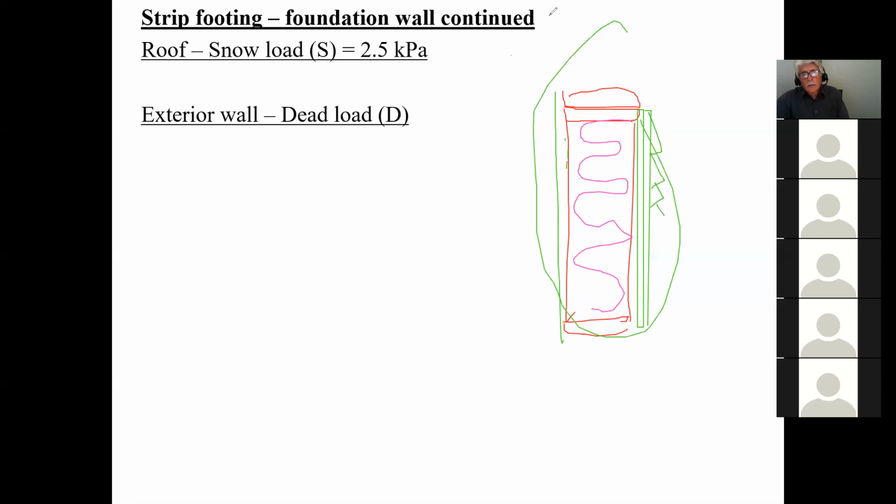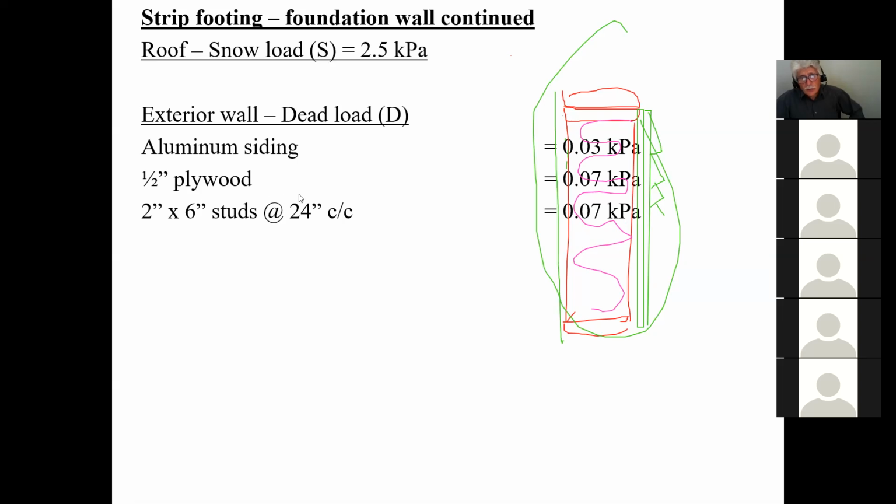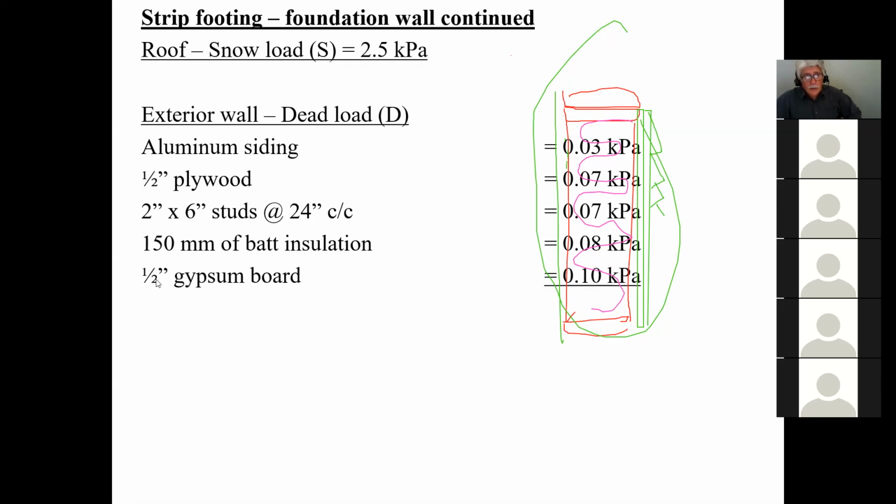Now, aluminum siding doesn't weigh very much, 0.3 kPa. 1/2-inch plywood, the same as on the roof, whether it's on the wall or on the roof, it always weighs the same thing. And then after that, we have our 2x4 studs at 24 inches. We'll confirm this with our design, but I think it's safe to assume they're spaced at every 24 inches. For a 1-story building, that's usually the case, but we will confirm it with our design calculations. And the 150 inches of batt insulation that we're going to be putting on the wall weighs 0.8 kPa. And of course, a 1/2-inch gypsum. So that's what our wall is going to weigh.